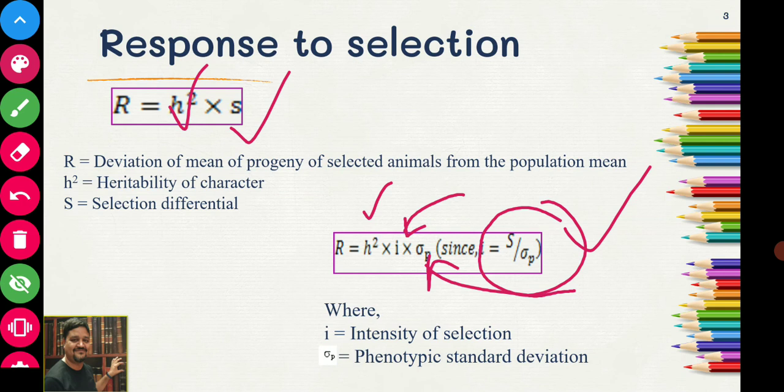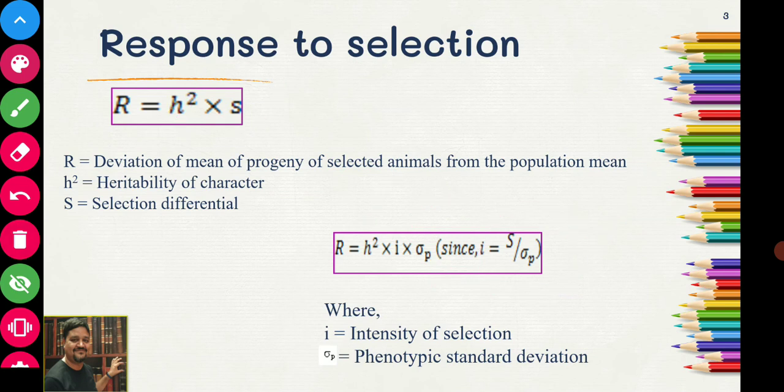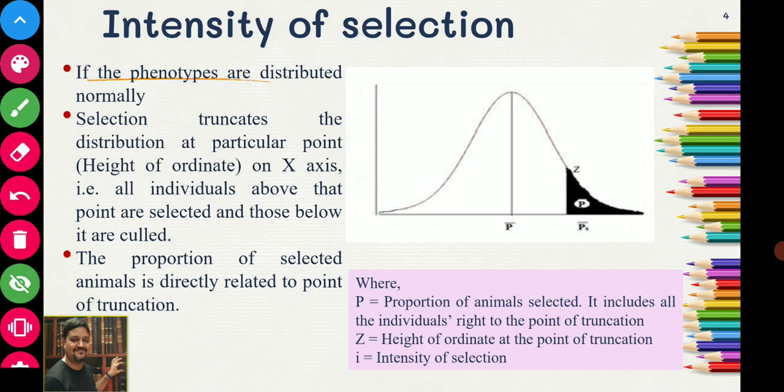In layman's terms, you may know what intensity is, but here we will see what intensity of selection is. Just concentrate on this graph. This is the normal distribution curve we have already seen when we were discussing the different distributions in biostatistics class. Various types of distribution we had seen there: binomial distribution, normal distribution, Poisson distribution.